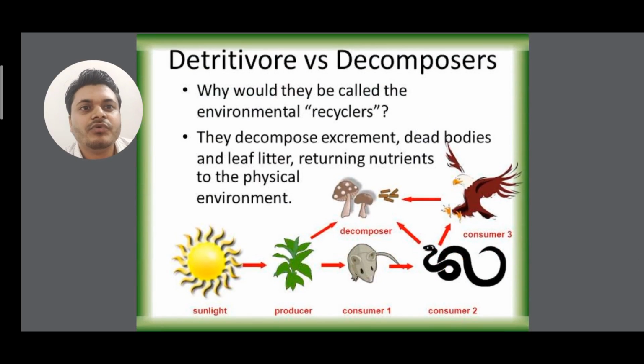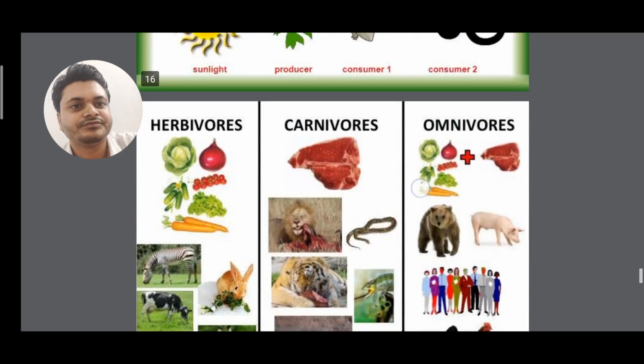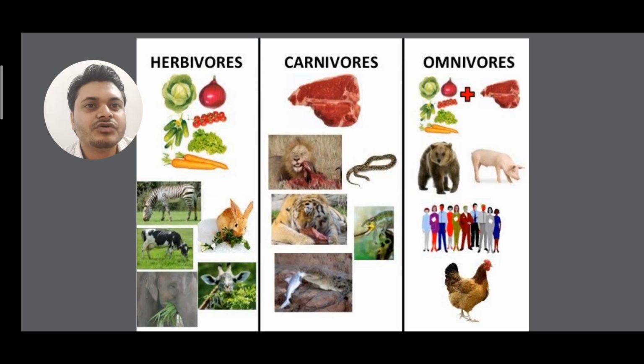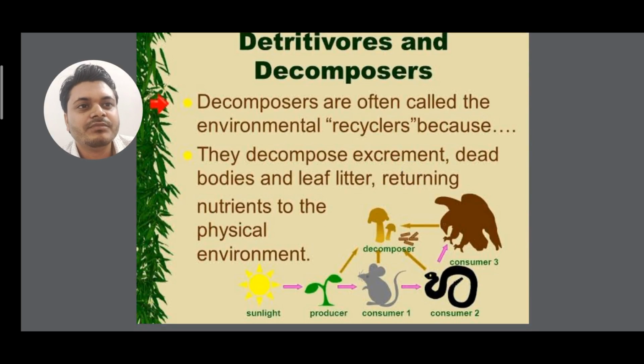Now detritivores or decomposers. Clear? Why would they be called environmental recyclers? Because they are recycling, isn't it? They are decomposing the dead organisms, the dead bodies, isn't it? So they decompose excrement and dead bodies and leaf litter, returning nutrients to the physical environment, isn't it? So there are fungi, actinomycetes, and bacteria, they act as decomposers. So examples of herbivores, carnivores and omnivores are given very nicely. Decomposers are often called environmental recyclers because they decompose these substances, as I have said just now.